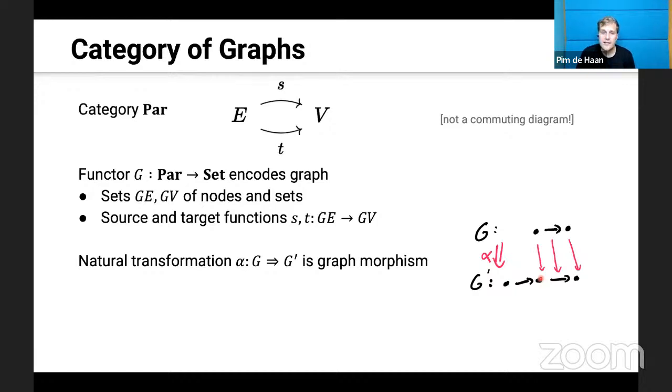So this exactly is also what is encoded by a graph morphism. This shows that if we define a concept that we find interesting as a functor, then the natural transformations between them give a very good notion of what a morphism between these concepts are. And so this motivates us to define a category of graphs simply as the functor category from the category Par to the category of sets.